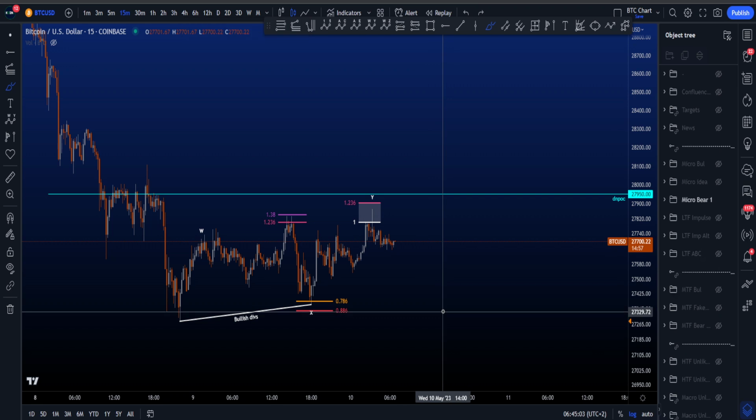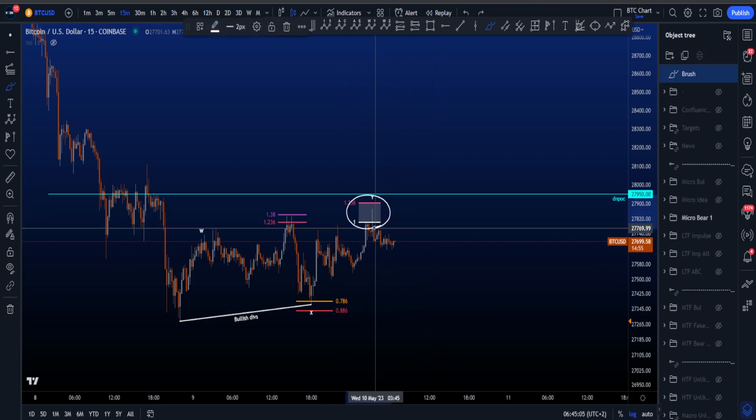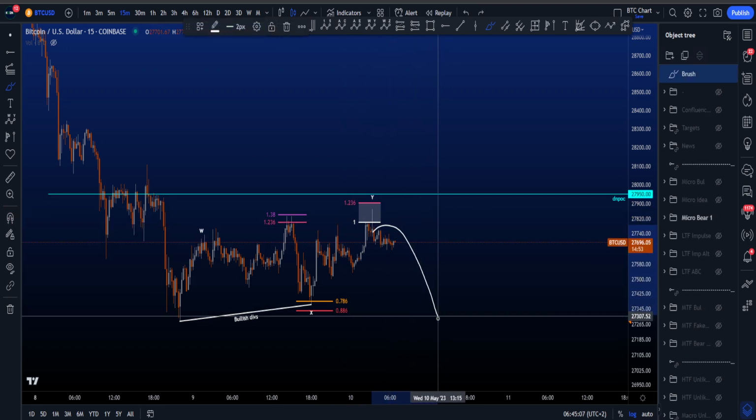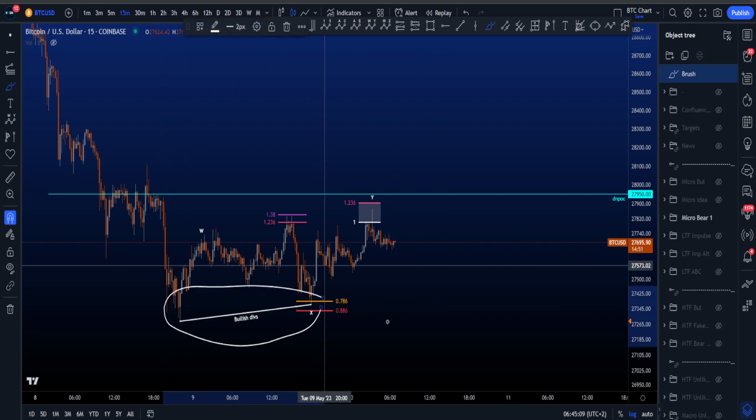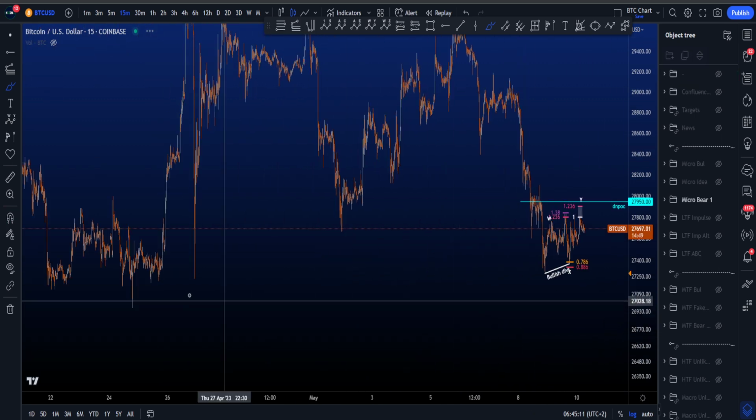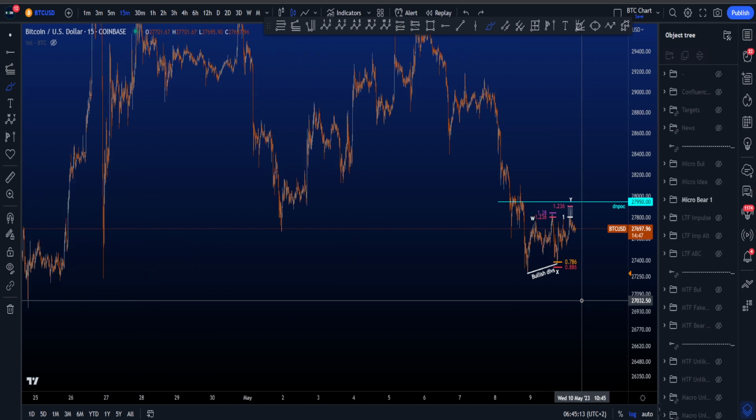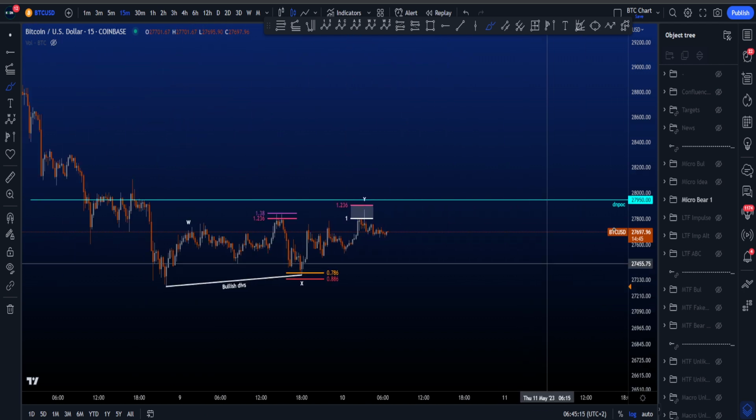So that is the goal of this scenario basically: the high of this correction is in, and we are now expecting a move to the downside to grab these lows over here, but more importantly to grab the triple low that we have over there at 27.2k.